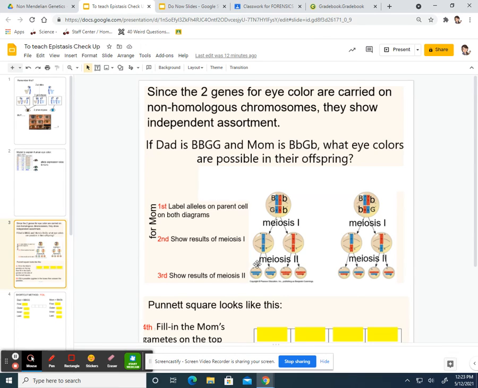we would end up with our first set of gametes, with the blue chromosomes in them, that would have a big B, big G.